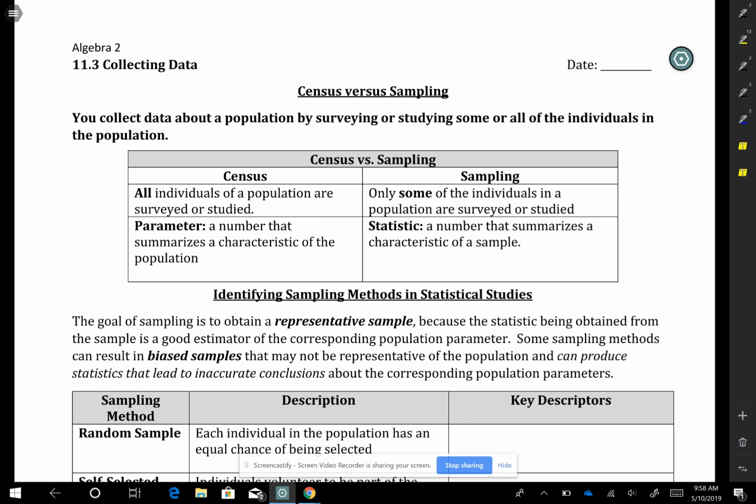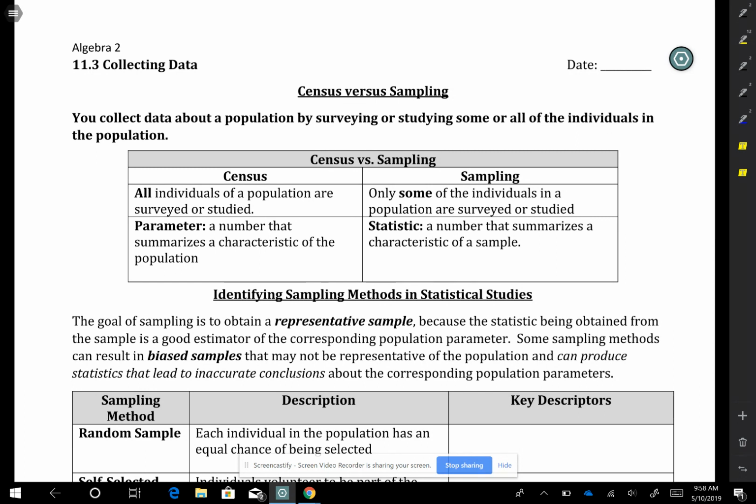This is our first lesson in our statistics unit, and so we're going to get to know a little bit about statistics and get into how we can make samples to make predictions about a population. So first of all, let's talk about what's the difference between a census and sampling.